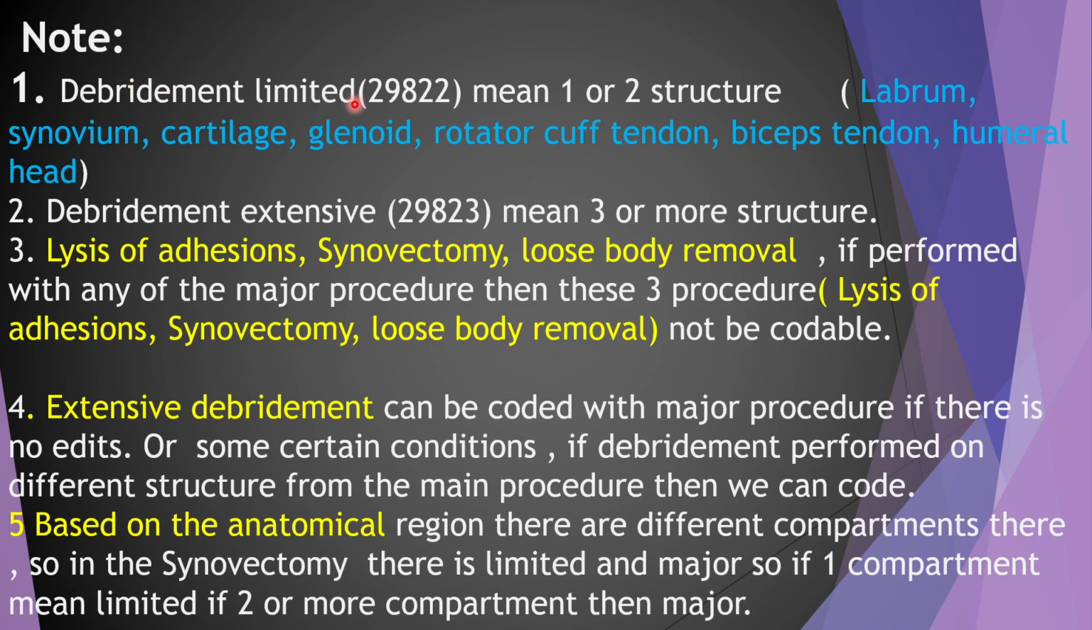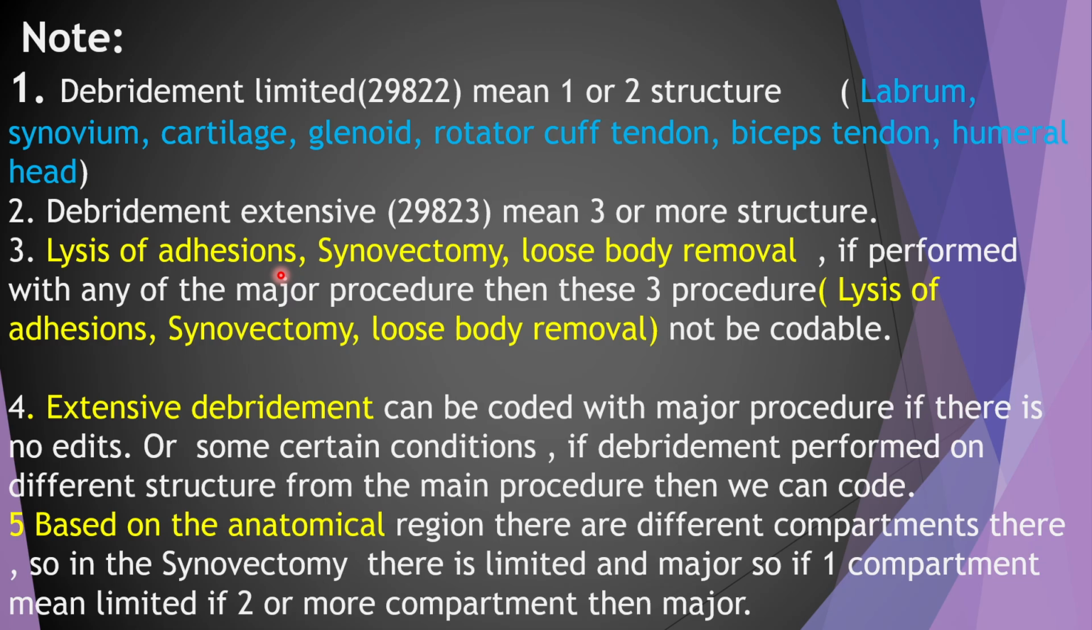Note here, debridement limited, code 29822, means one or two structures. These structures are the labrum, synovium, cartilage, glenoid, rotator cuff tear, rotator cuff tendon, biceps tendon, and humeral head. The second one, debridement extensive, that is 29823, means three or more structures. These were the structures written here.